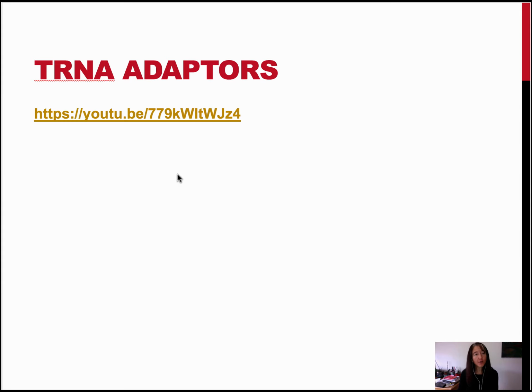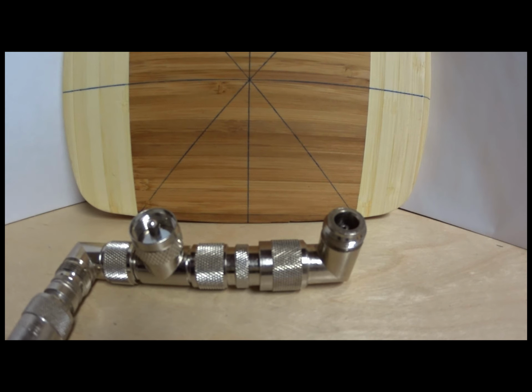So let's take a moment to look at a video that one of my students made helping him understand tRNA. I was struggling to come up with a way for me to understand how adapters work: the tRNA adapters that go between the mRNA codon and help connect amino acids. So I was trying to think of a visual way to understand this, and I thought of RF connectors. Anytime you make a cell phone call, it's thousands of these which hook together and allow that to happen.